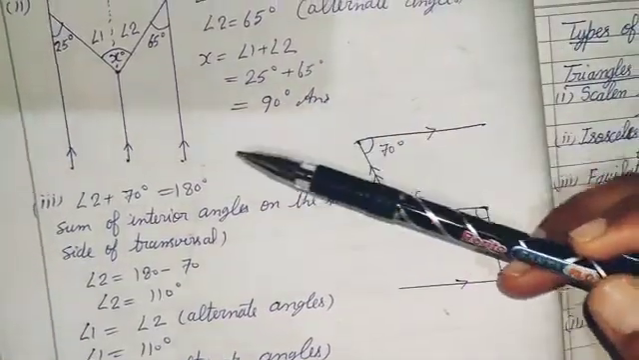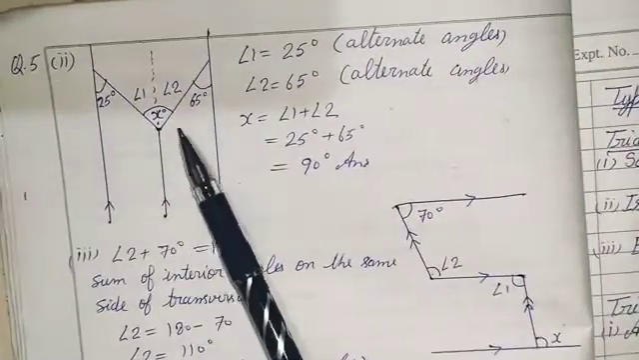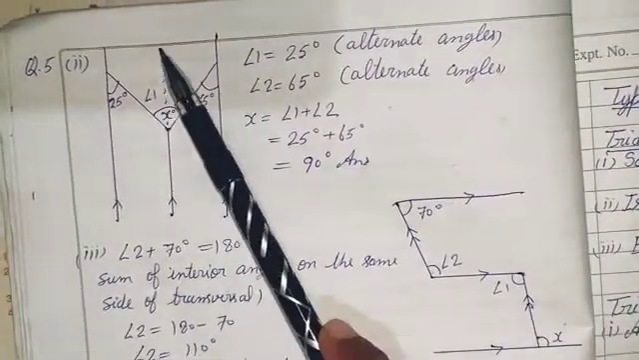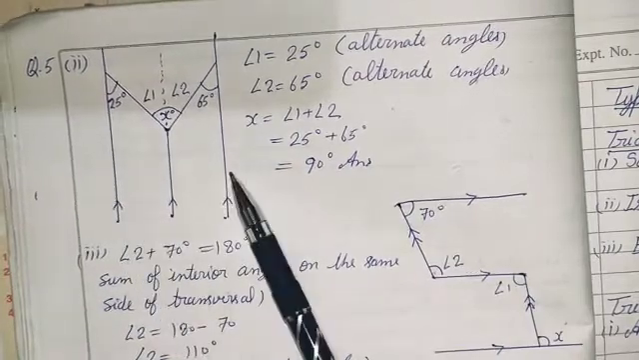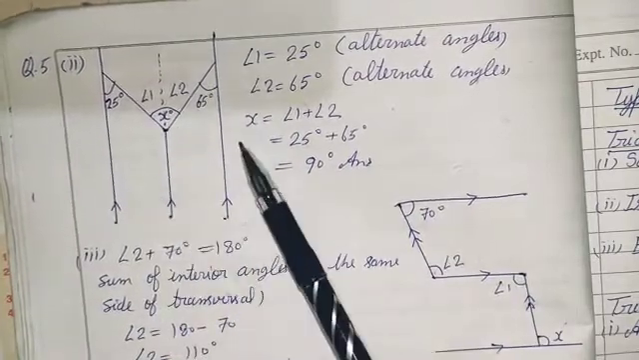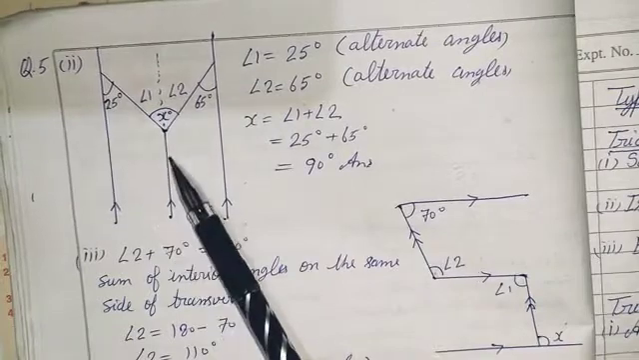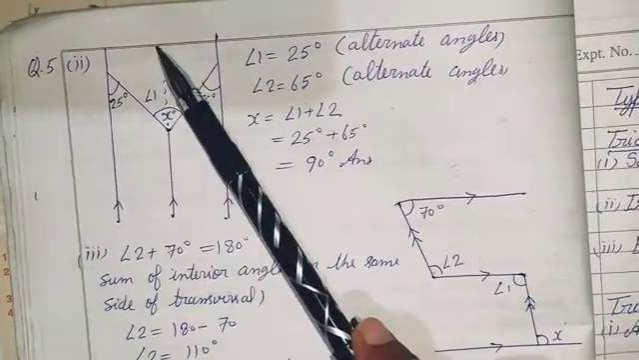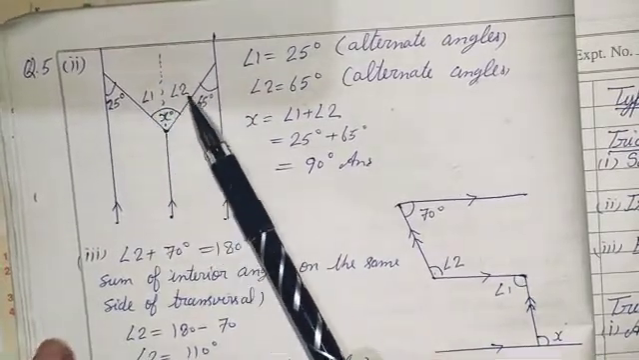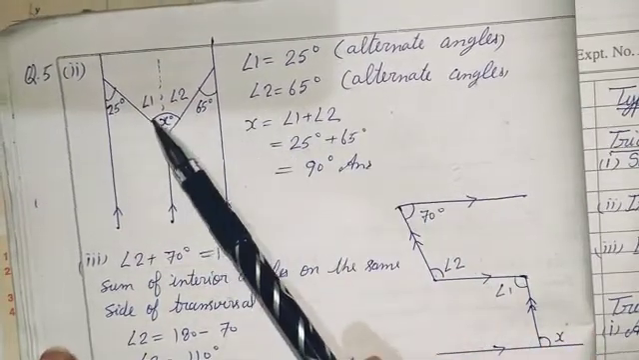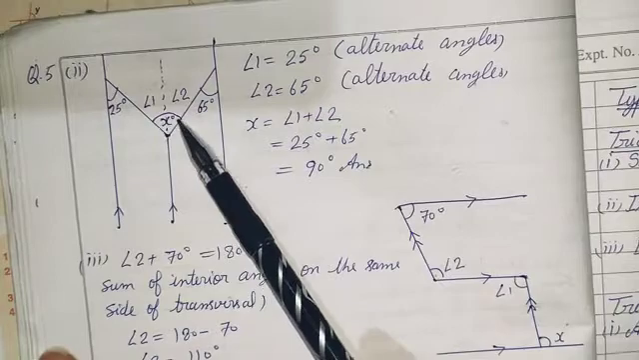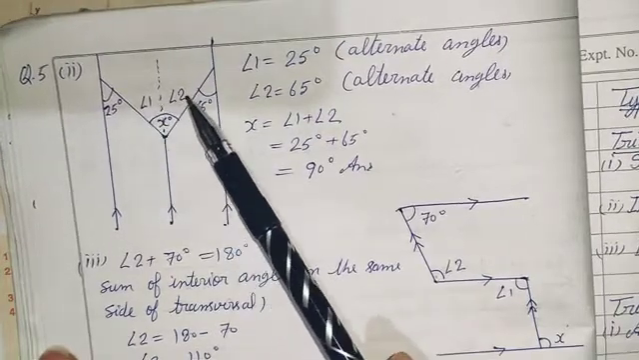Now the second part. To solve this question, we have extended this line to this extent. And these three lines are parallel to each other. These are the transversal for these two lines, and this is the transversal for these two lines. Since we have extended it, we have marked angle 1 and 2 here, and the whole angle is x degrees. So we have divided this x degree into angles 1 and 2.